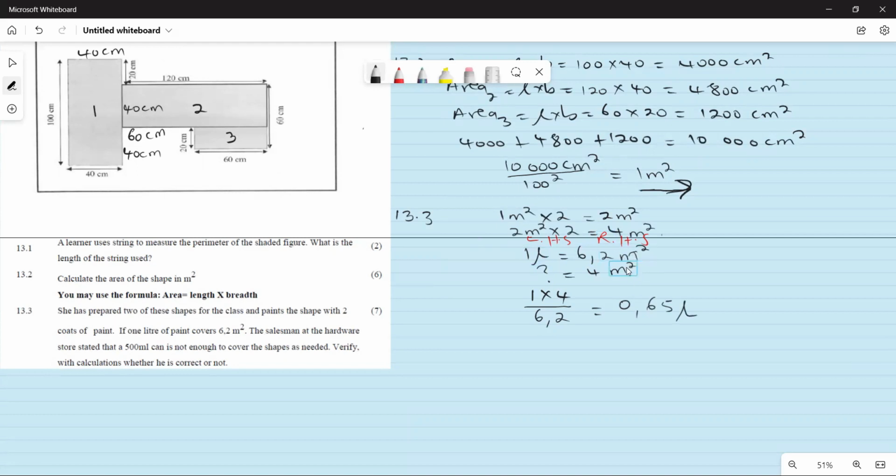So now each unit should be represented 2 times. So meter squared is 2 times liters. So the answer which we get should be in liters as well, because where there's a question mark, there should be liters, so that it gets to be represented 2 times. Now we can conclude and say, therefore, the conclusion was correct, because they said 500 milliliters will not be enough. Indeed, they need 650 milliliters.